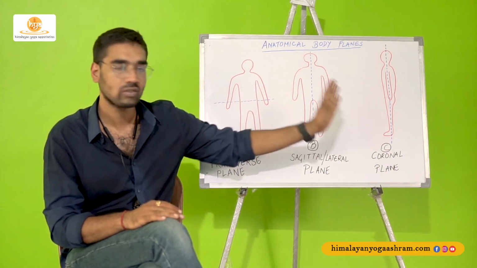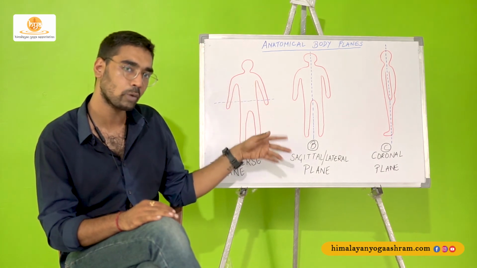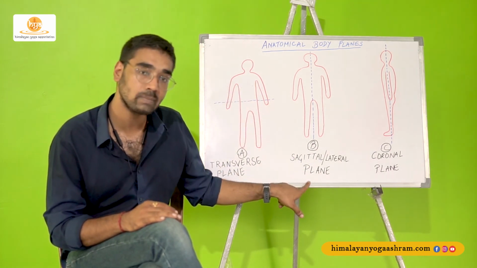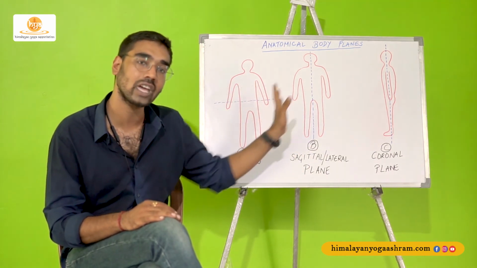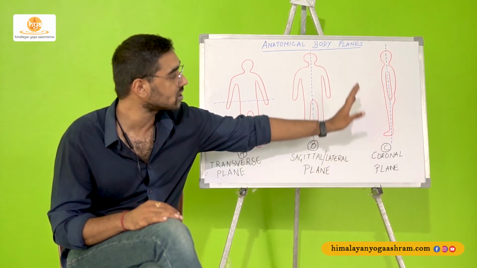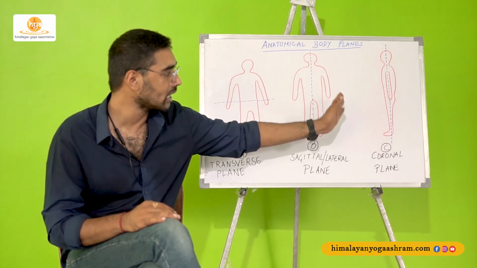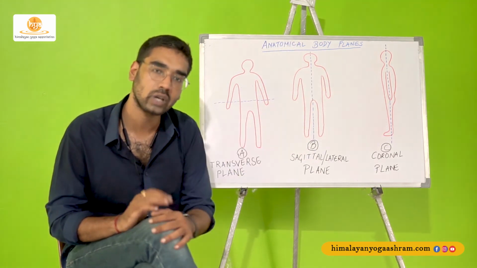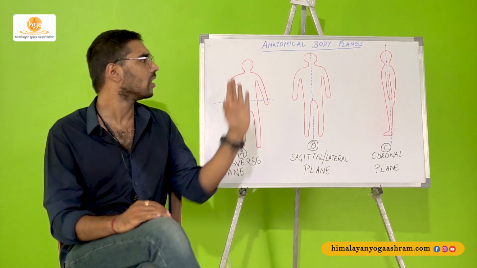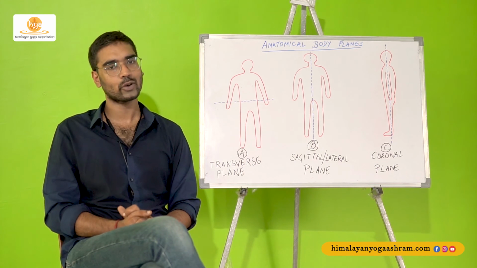Once again, go through the whole thing. Simple. Transverse plane, something which divides the body into top and bottom. Sagittal plane, which divides the body into left and right portions. And coronal or frontal plane, which divides the body into front and back, or anterior and posterior locations of the human body. That is all you need to understand about the anatomical body planes of the human body.